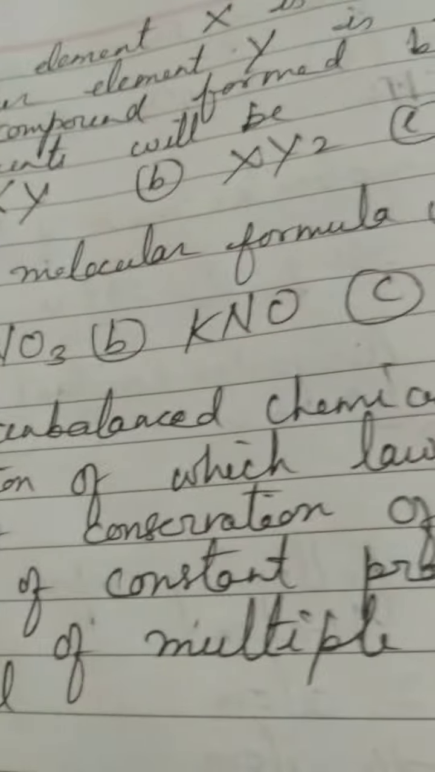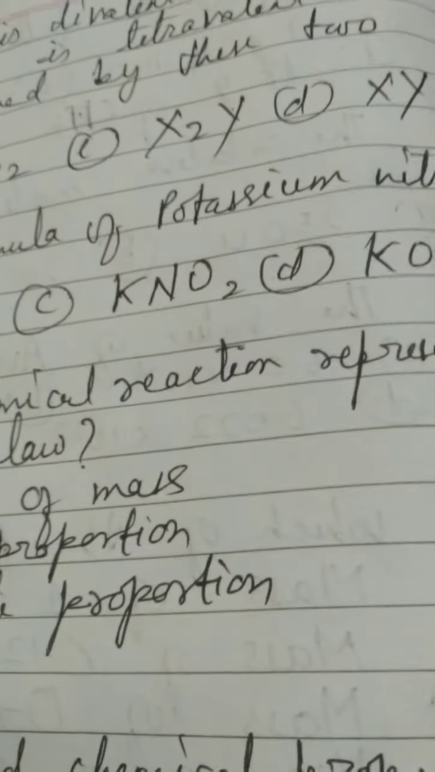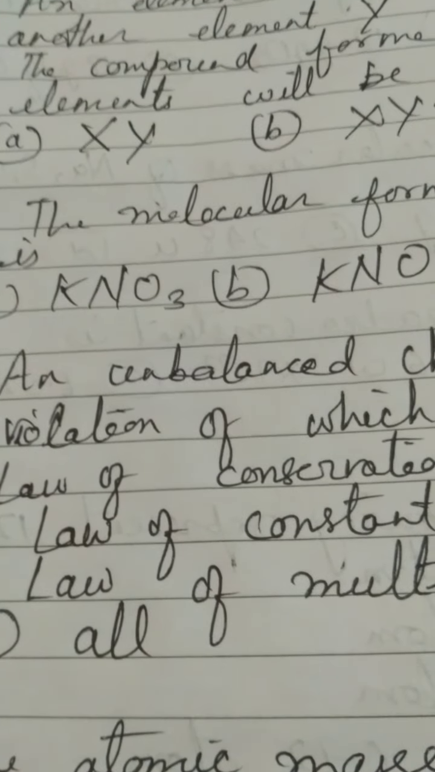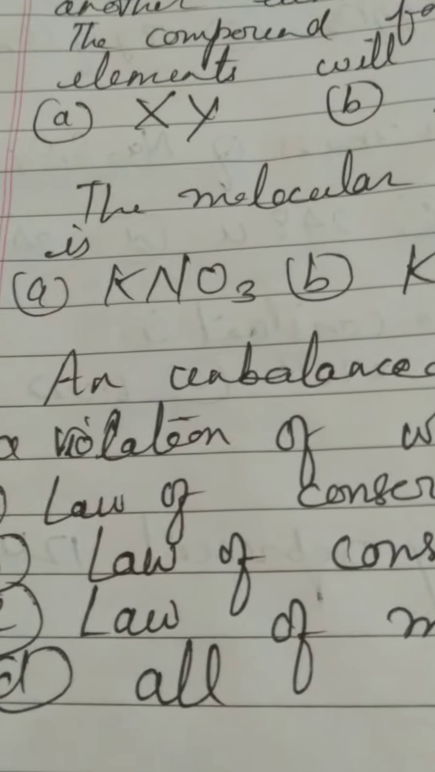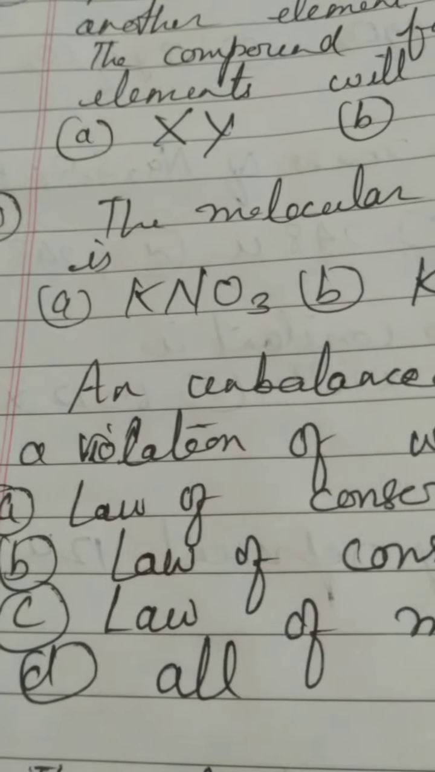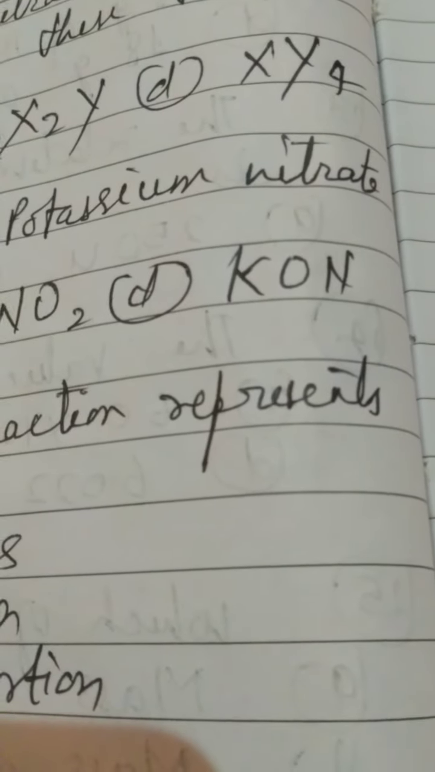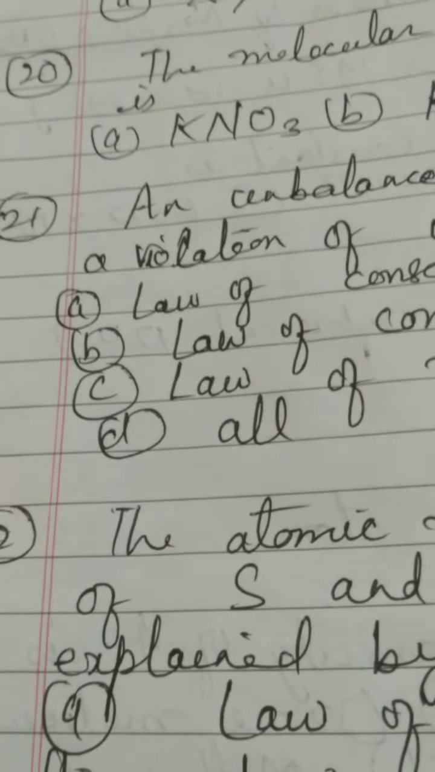Question 20. The molecular formula of potassium nitrate is what? Nitrate ion and potassium ion. This is an ionic compound. So nitrate ion has the formula NO3 and potassium just K. So KNO3 looks right. Although you see other options also, KNO, KNO2, KON. No, not right.